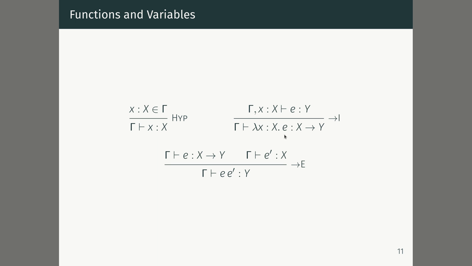And to introduce a function, lambda x colon e, what we'll do is assume that little x is a variable that has the type big X and show that the function body e has the type Y. Then the lambda expression, lambda x dot e, will be a function from X to Y. And if you have a function from X to Y, and you have an argument e prime, which is of type X, you can apply the two to get a Y.